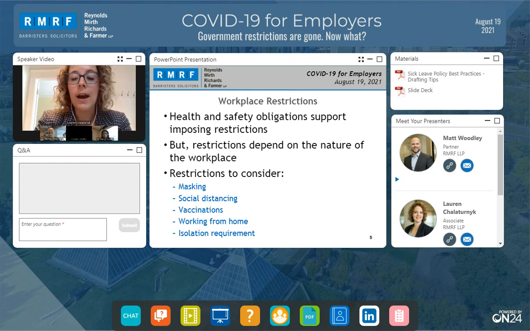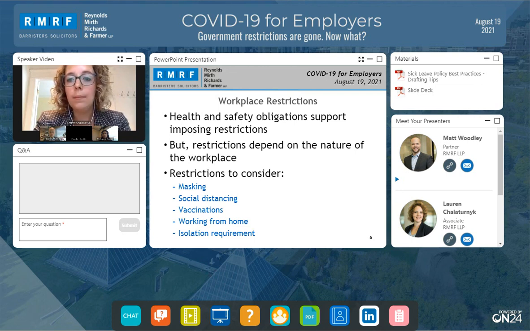That being said, the restrictions that go in a workplace really depend on the nature of the workplace. We've talked about vaccinations a lot, and that's sort of an easy one to talk about. There may be certain workplaces where mandating vaccinations is not appropriate because there are other measures that don't impact the privacy and human rights of an employee as much, that can be used and will still accomplish those health and safety obligations to the extent that is required.